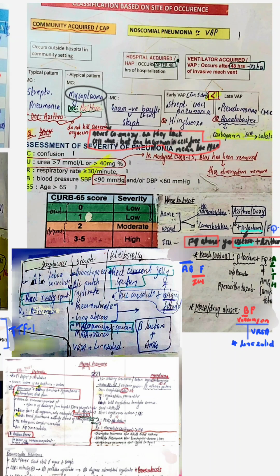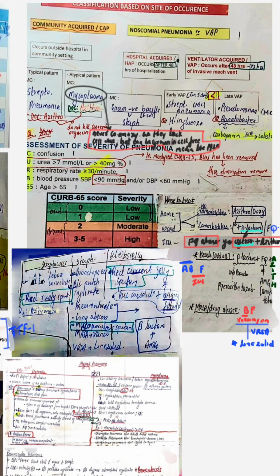So blood urea nitrogen has been removed. So this elimination removed the lab investigation. Now modified CURB is done clinically. You see just confusion, the respiratory rate, the BP, and ask for age. So in modified CURB, there is no need for a lab investigation.